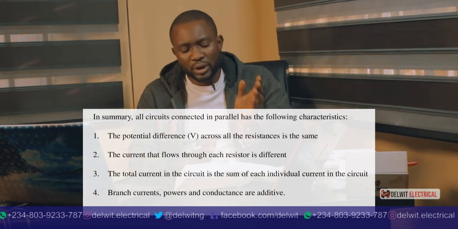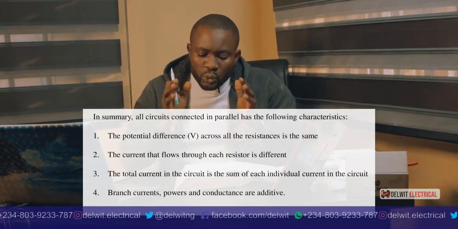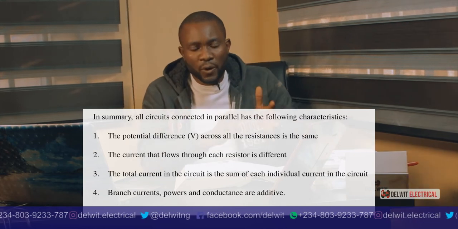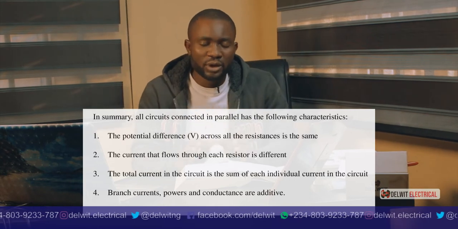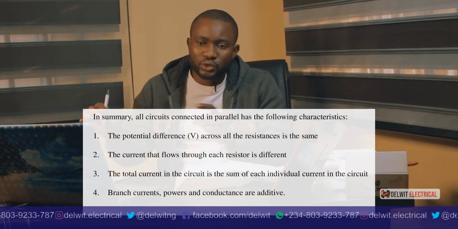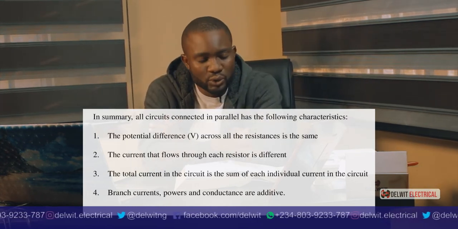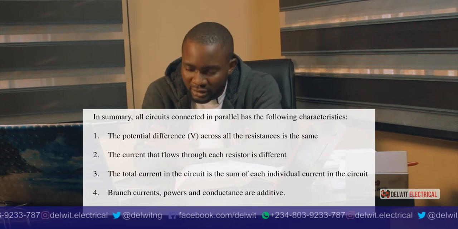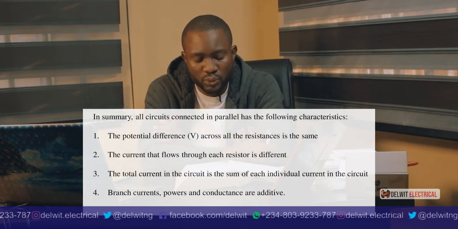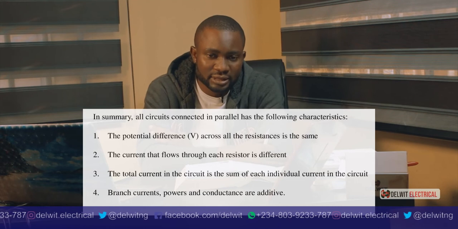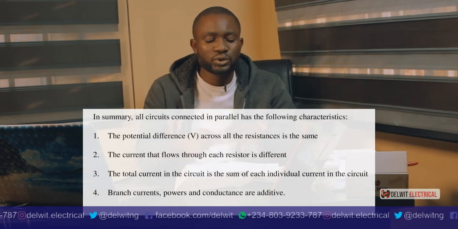So the current through R1, current through R2, current through R3 is different. Finally, the total current in the circuit is the sum of the individual current across each resistor. So if you have I as the total current, the current across R1, R2, R3, when you sum them together, it will give you the source current. Now, we also know that the branch current, the branch power, and the branch conductances are all additive. So you can add them together and get what you want as your value. So this is a summary of what a parallel circuit is, and I believe you've been able to get 1 or 2 things from this.